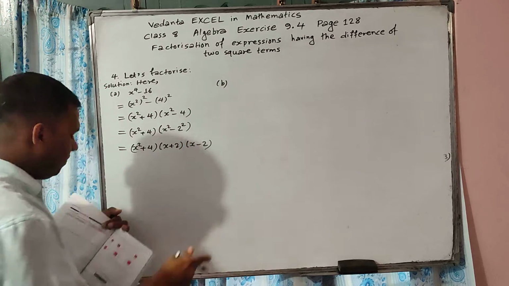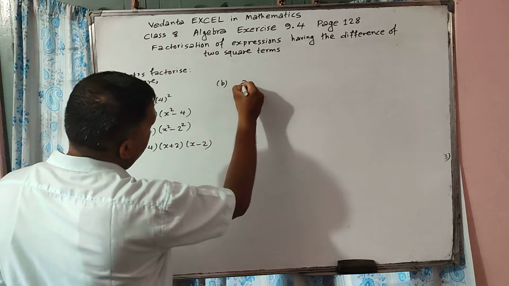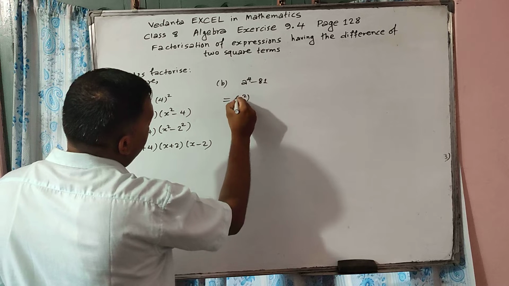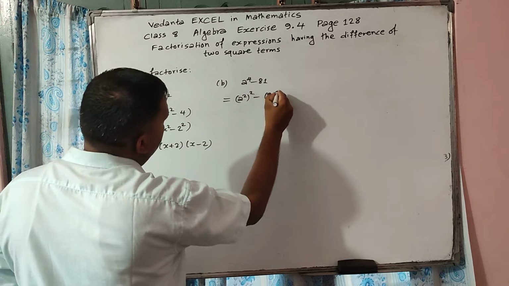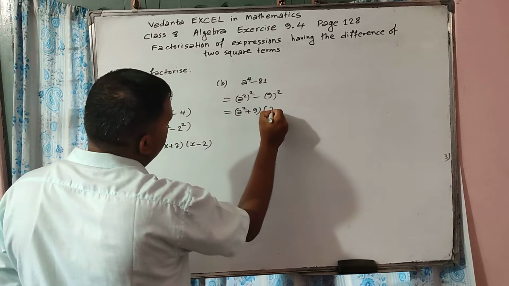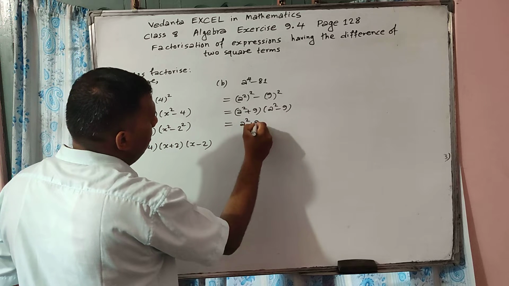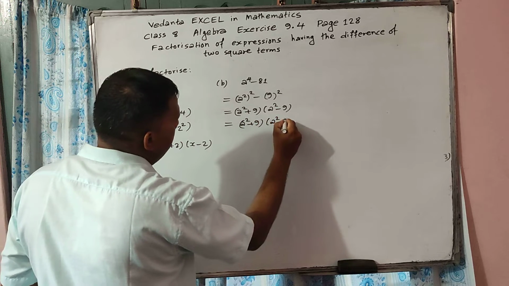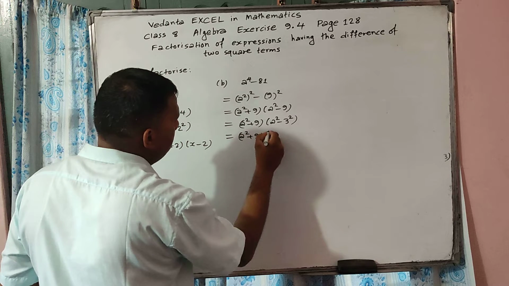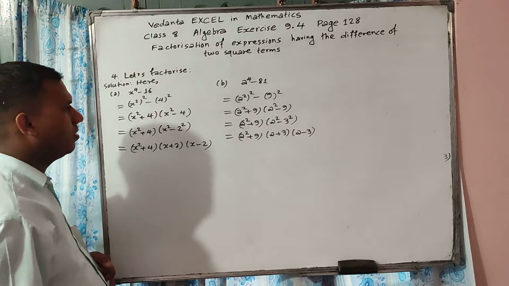On b we have a to the power 4 minus 81. This is equal to (a square) whole square minus (9) whole square, which is (a square plus 9)(a square minus 9). a square minus 9 is a square minus 3 square, so it is (a square plus 9)(a plus 3)(a minus 3).